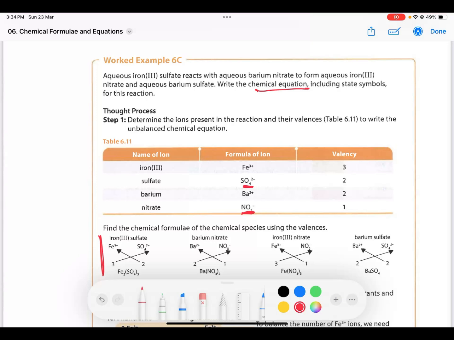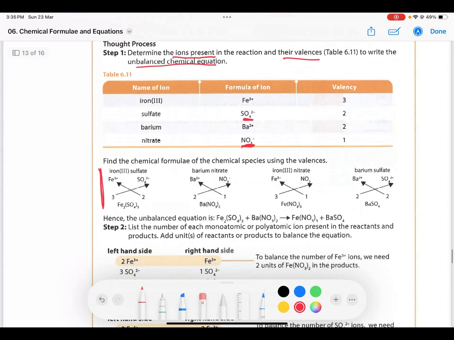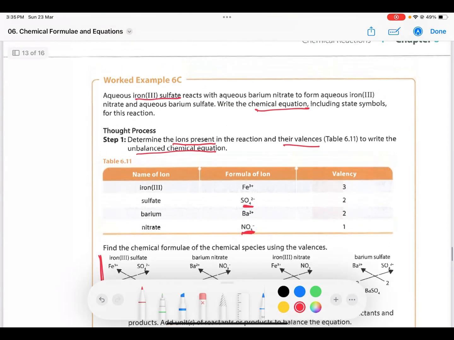Why? It's because they are not balancing purely the elements, they're actually balancing by the ions. So what you realize is that in the top process for this equation, they say determine the ions present first and their valences, so they can write the unbalanced chemical equation. That's step 1. They say iron(III) sulfate, so I got Fe3+, SO4 2-. React with barium nitrate, I got Ba2+, NO3-. What do they form? Iron(III) nitrate, so this Fe3+ and NO3-, and aqueous barium sulfate.